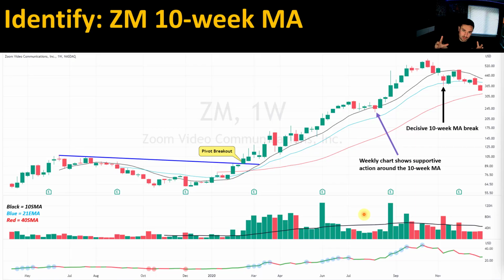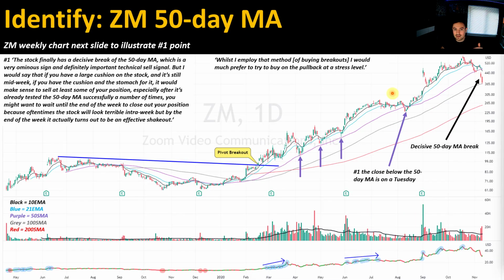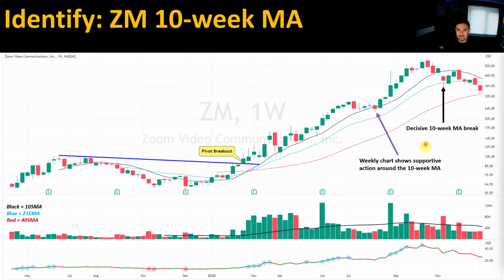If you have a very good cushion on the stock and then you get a close below midweek, maybe take some off the table, but actually potentially wait for the end of the week. See how the stock acts. Does it recover back above the 50? Because sometimes, as he's saying, you can get stocks that Monday, Tuesday look really weak, take out a moving average such as the 50-day, which I'd say is much more important for a stock like this than thinking about the 10-week, but by the end of the week it's actually recovered, as you can see here.